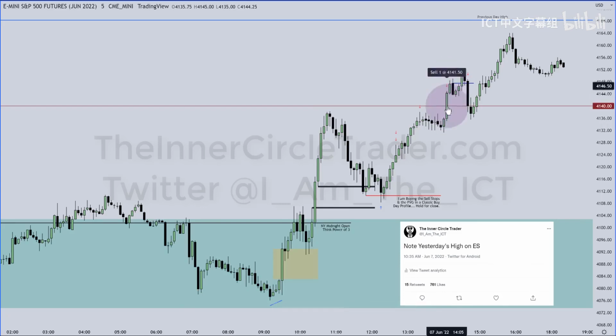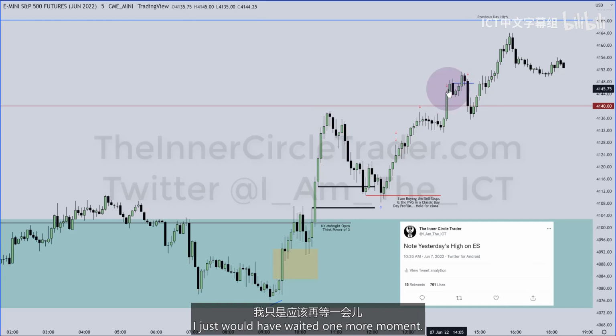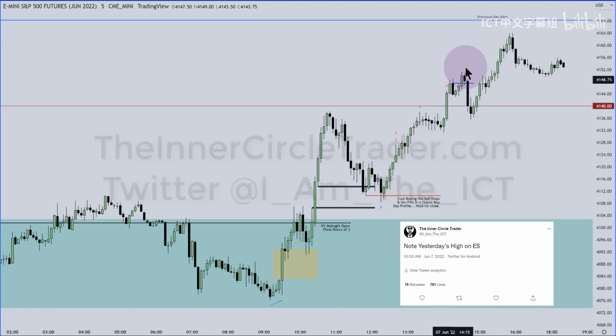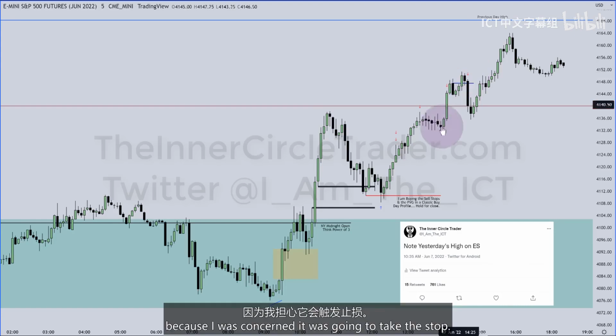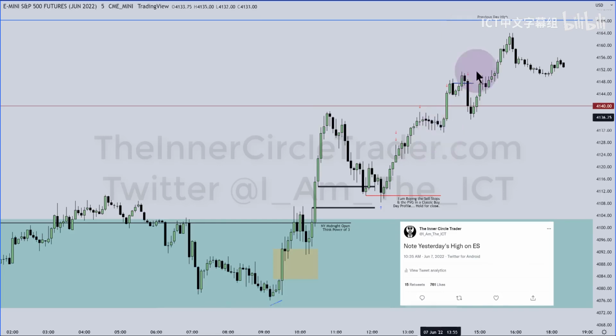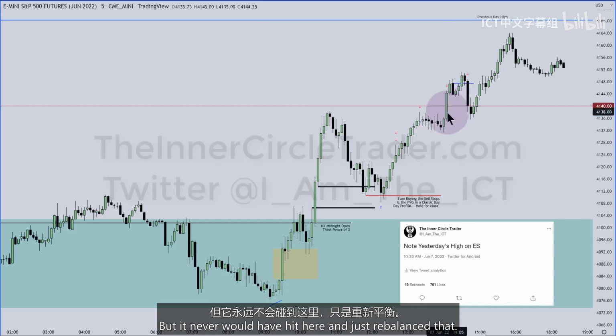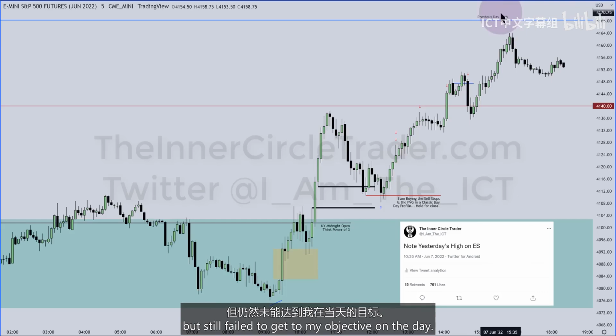And if you watch the vignette video I did, I sell the one contract, and then it gives that little bit of a ramped up expansion on the candle. So I'm like, if I just would have waited one more moment, it could have given me a better fill, but whatever. And then here is me closing the remaining one contract because I was concerned it was going to take the stop, and I didn't want to get stopped out. I'd rather take my price at my own exit and not let the stop out occur. But it never would have hit it here, and just rebalance that. And then at the old high, it routed again, but still failed to get to my objective on the day.